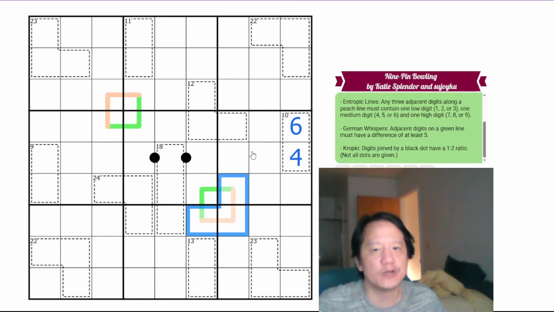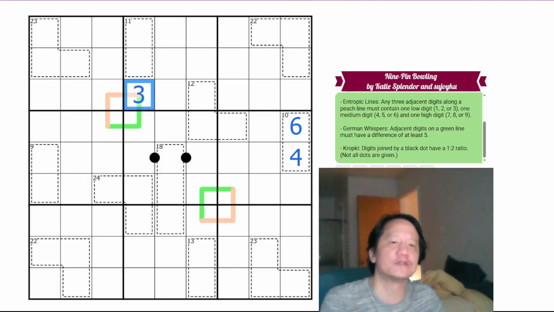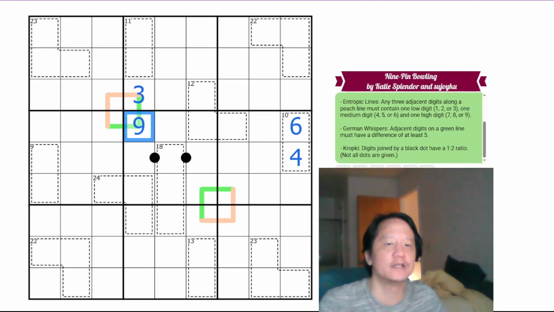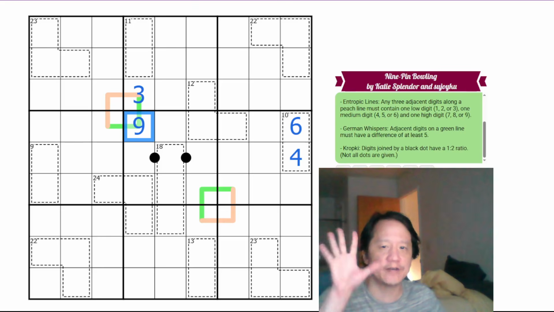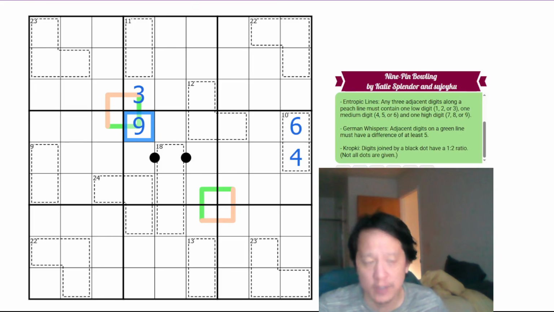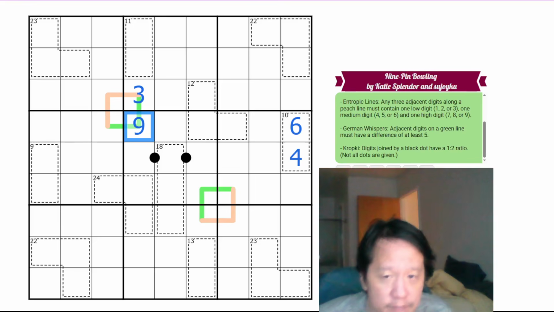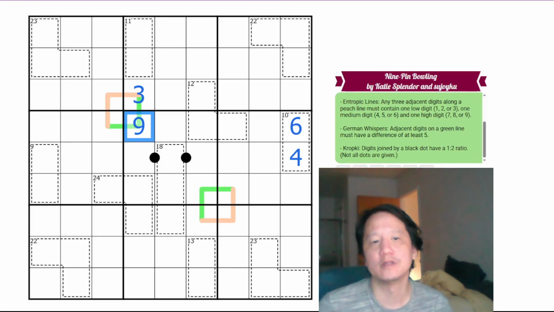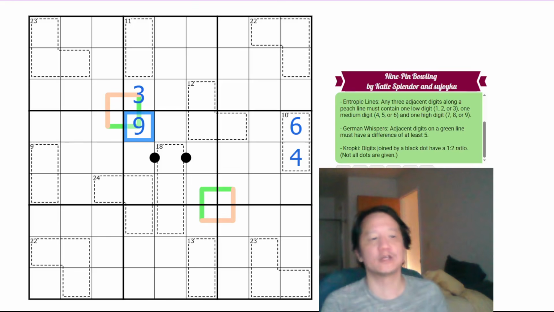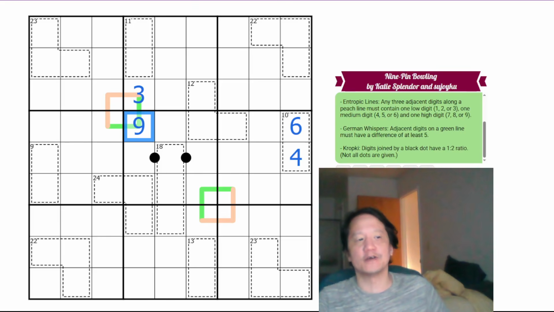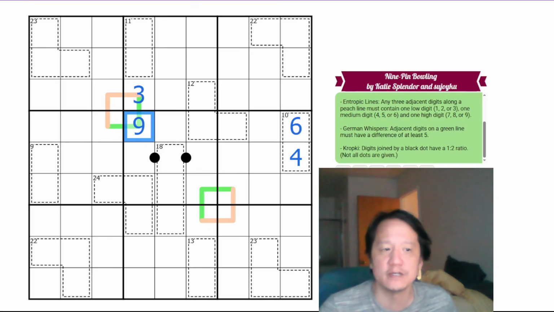And finally, we have German whispers, where adjacent digits on a green line must have a difference of at least 5. So, for example, if this were a 3 here, this would have to be 8 or 9 here, because the only digits which are 5 or more away from 3 are 8 and 9. And I will be calling them Whisper 5 lines because a setter came up with that naming convention, and I thought it made a lot of sense because it's very easily extensible.